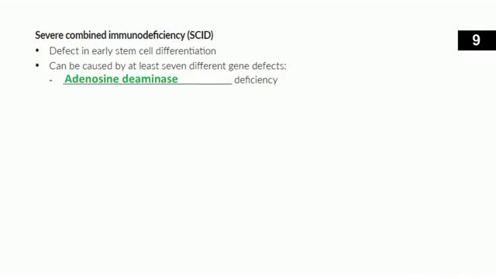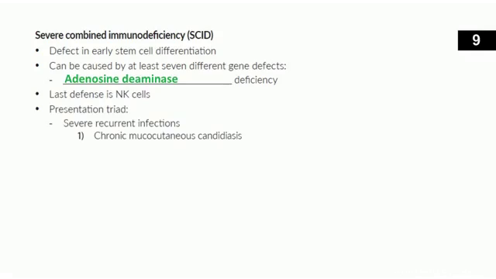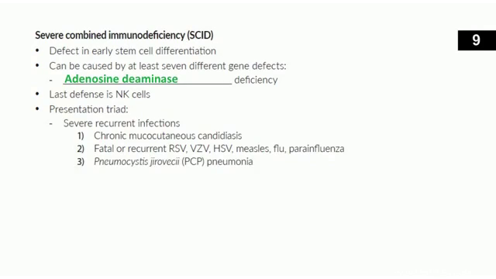Patients with SCID are deficient in both B cells and T cells, which means the last line of defense is the natural killer cells. SCID presents with a classic triad that includes severe recurrent infection, specifically chronic mucocutaneous candidiasis, fatal or recurrent viral infections like RSV, varicella-zoster virus, herpes simplex, measles, flu, or parainfluenza, and also Pneumocystis pneumonia, or PCP. The second part of the triad is chronic diarrhea, and the third part is failure to thrive. So know that triad: recurrent infections, chronic diarrhea, and failure to thrive.